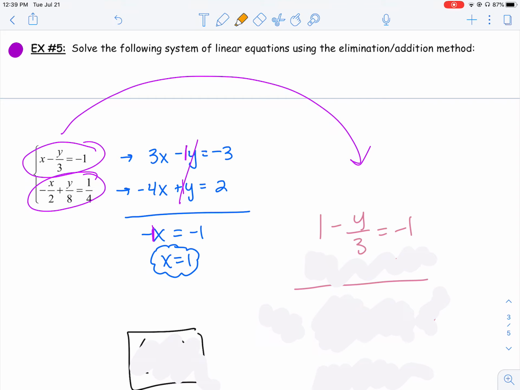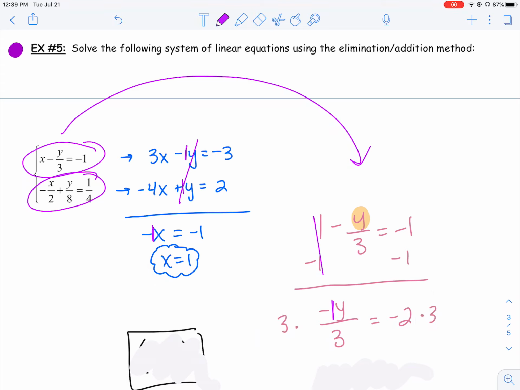Now you notice that my variable is here, and I want to get y by itself. So I'm going to get rid of the one farthest away first. I'm going to get rid of the 1 by subtracting it from both sides. When I subtract the 1 from both sides, I end up getting the equation negative y over 3 equals negative 2. Now I still need to get rid of the negative 1 and the 3. You can think about this a couple different ways. You can divide by negative 1/3, which is really the same thing as multiplying by the reciprocal. Or you can multiply both sides by 3 first and then divide by negative 1. You should end up getting the same answer.